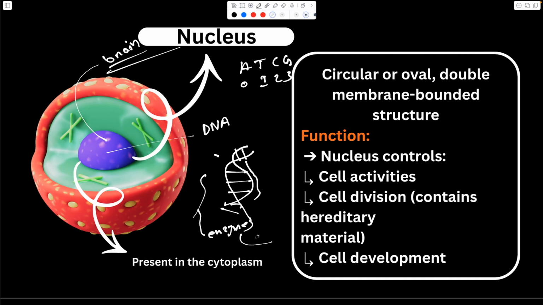Now let's look at cell division. As it contains the genetic code, it is like the brain of the cells. It contains all the codes for us. So it also helps in cell development. How does it help in cell development? It contains the code for protein, which is used to develop the cells, and it is present in the cytoplasm. Okay.